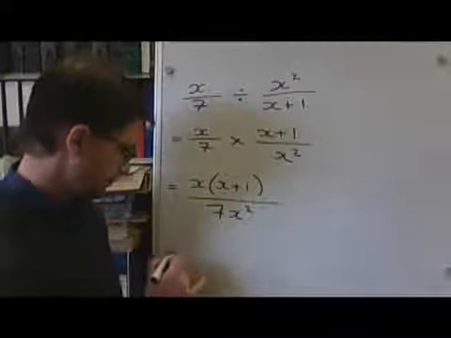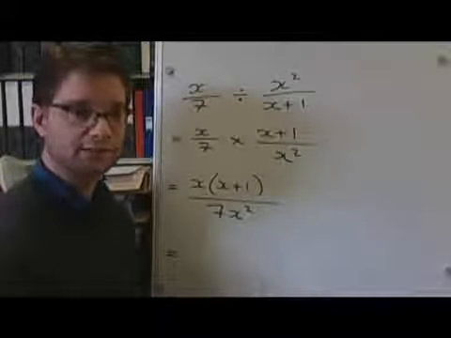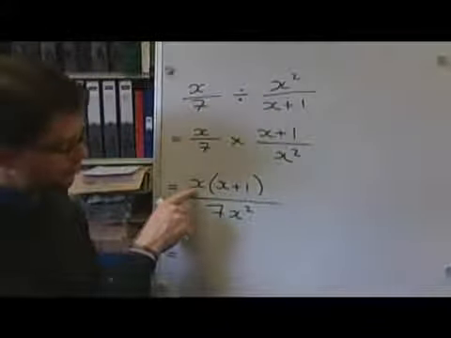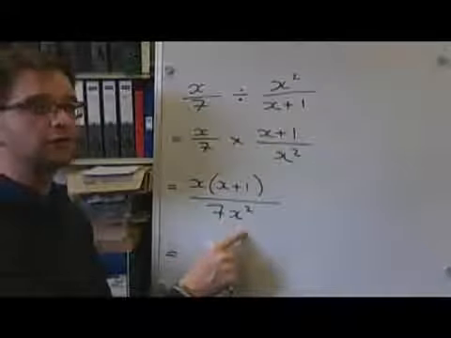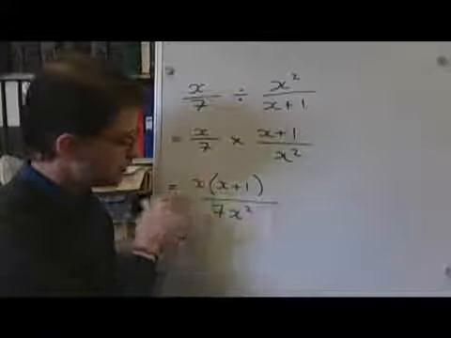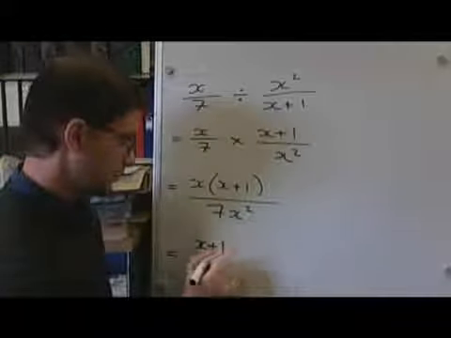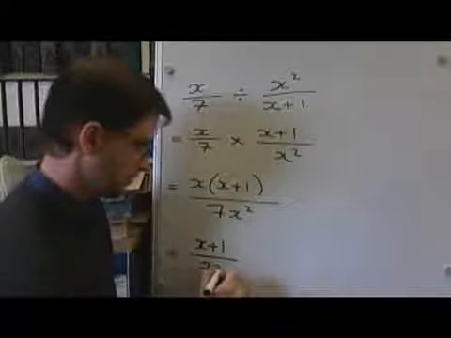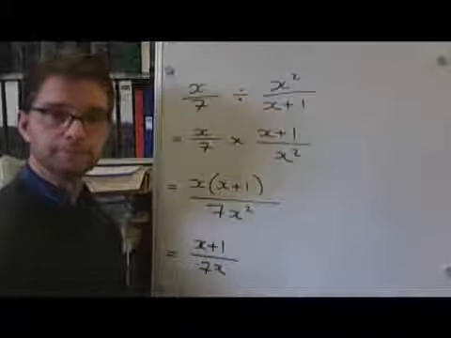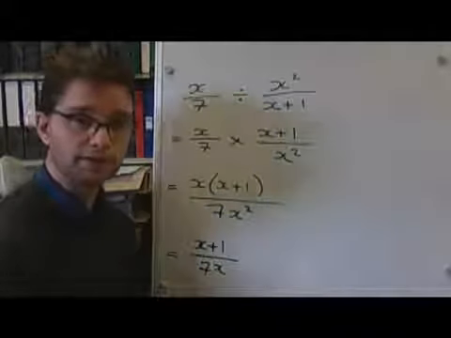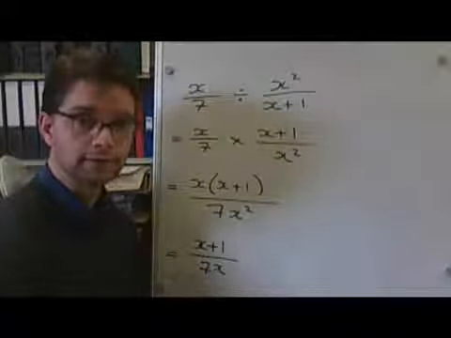And I think I can simplify this by one stage. I've got an x here and an x squared on the bottom. So I think I can cancel this x into this x squared. And I'll be left with just x plus 1 over 7x. There's a little video about dividing and multiplying algebraic fractions.